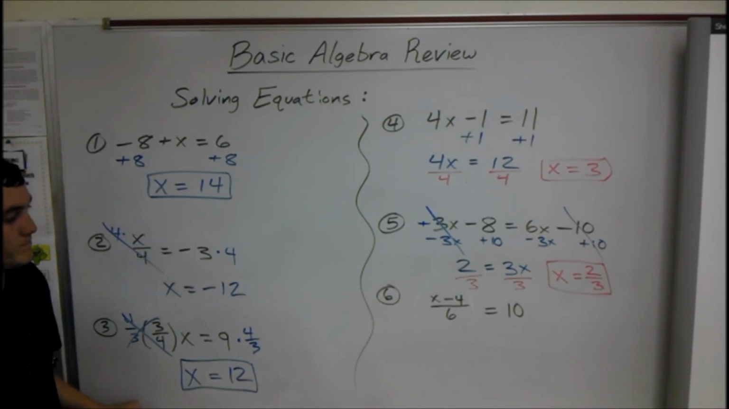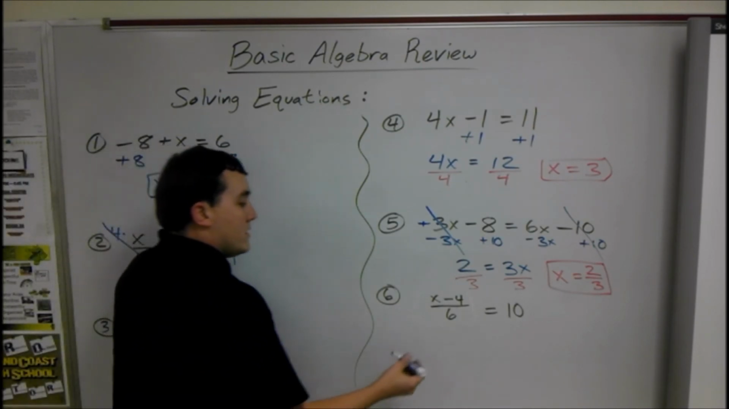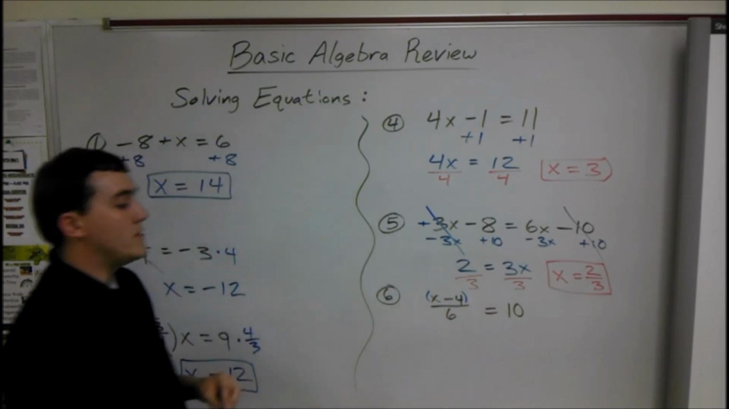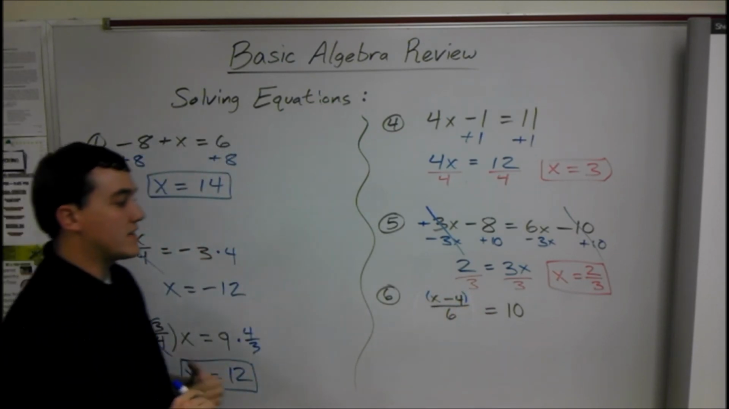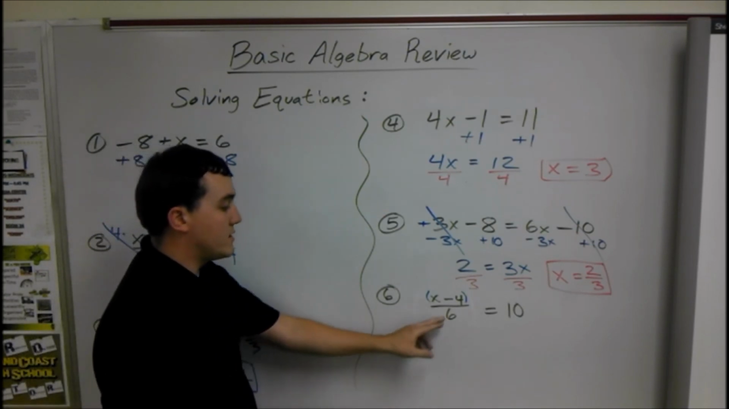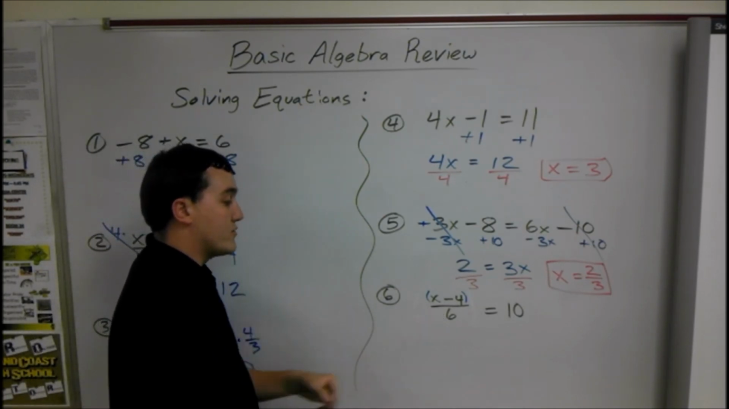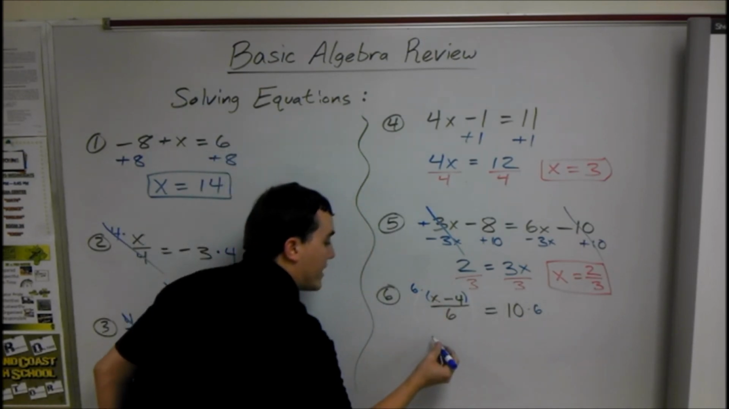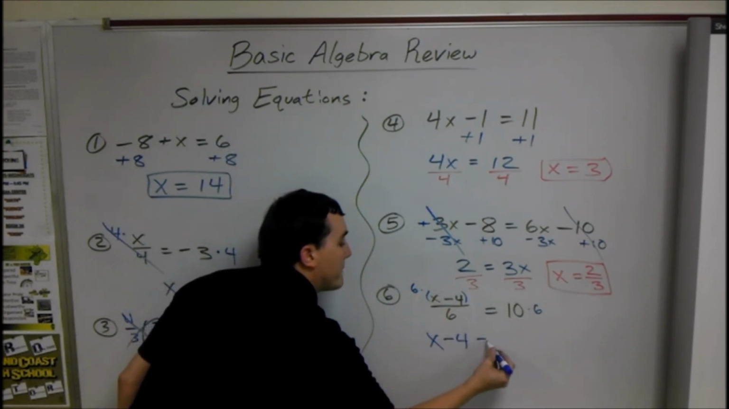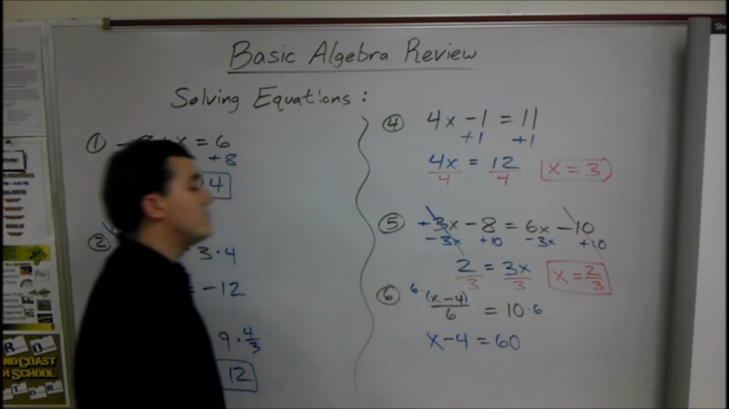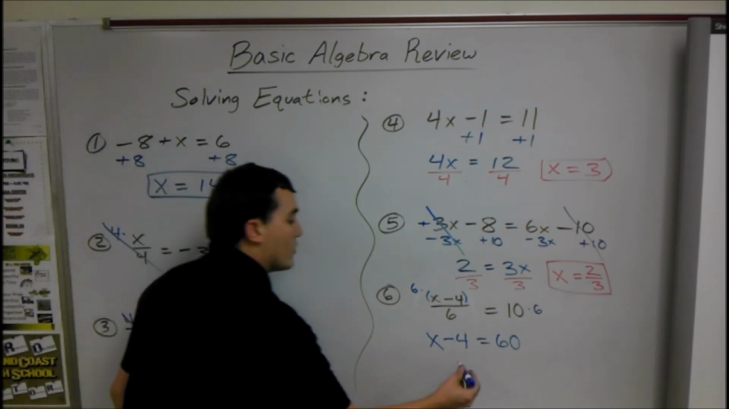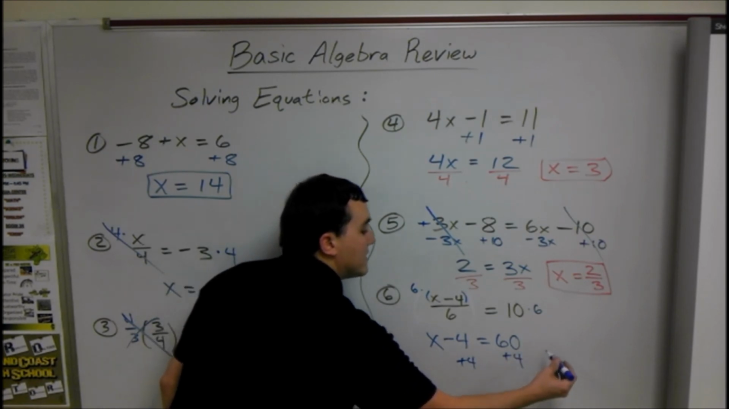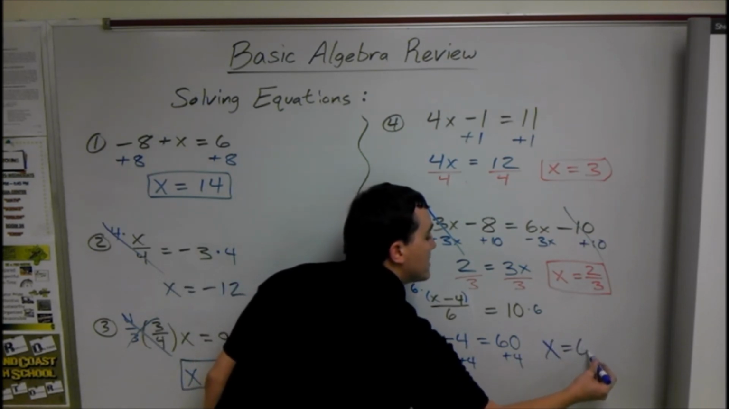Last one. Whenever you have a division bar, you have to think of everything in the top and bottom as stuck together. Can't separate it until you move this first. So since we're dividing by 6, multiply by 6 on both sides. So we have x minus 4 equals 60. Then finally add 4 to both sides. So x here equals 64.